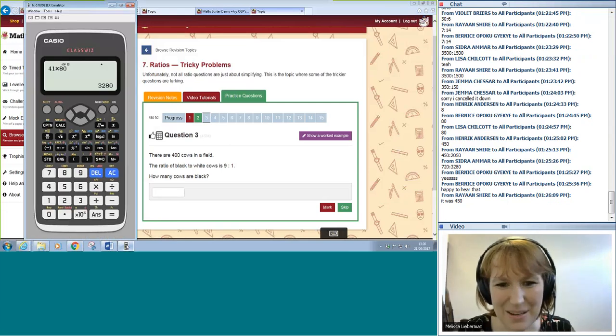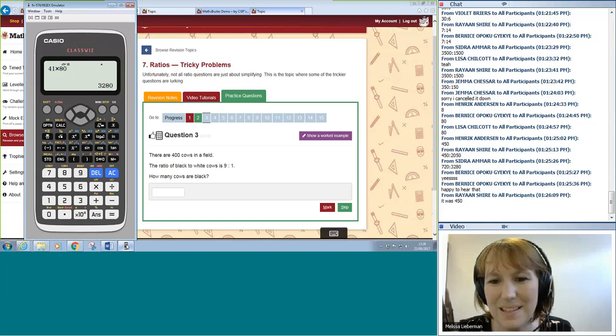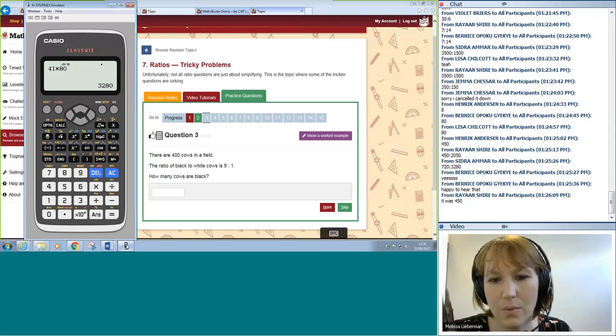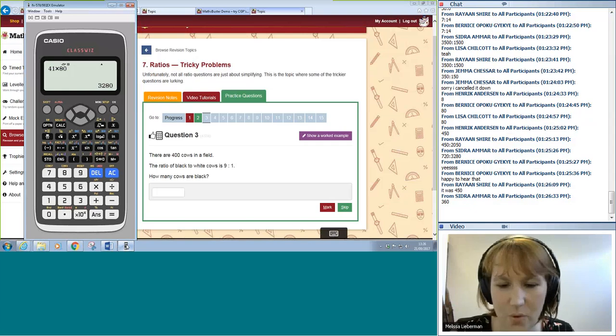We've got 400 cows in the field. The ratio of black cows to white cows is 9 to 1. And we don't need a calculator with that. That's quite an easy one, isn't it? Because we just add the parts together. So 9 plus 1 is 10. 400 divided by 10 is 40. So, black to white, so then we need to do 9 times 40. 9 times 4 is 36.